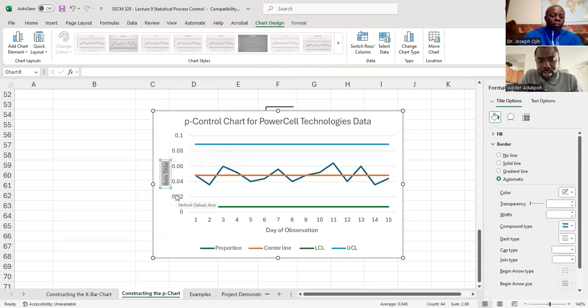You can either call it proportion of the defective or you can call it percent of defective. Proportion of defectives.